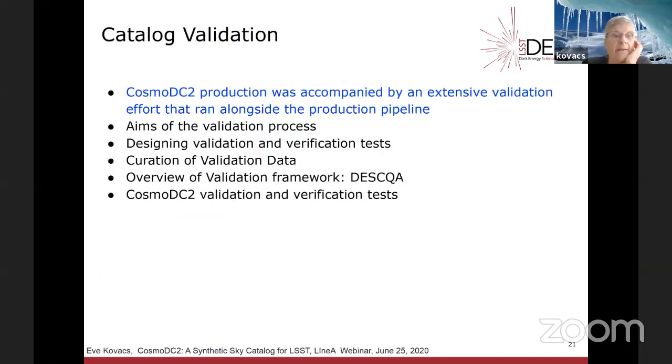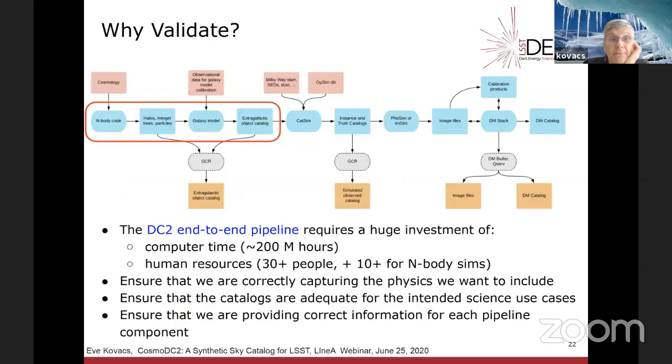So on to catalog validation. Now, this whole production pipeline was accompanied by an extensive validation effort that ran alongside the production. I want to go into the aims of the validation process, how we design these validation and verification tests, the validation data that we used, how we actually ran the validation, and then show you some results.